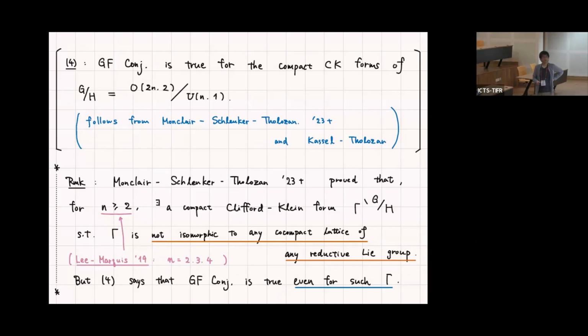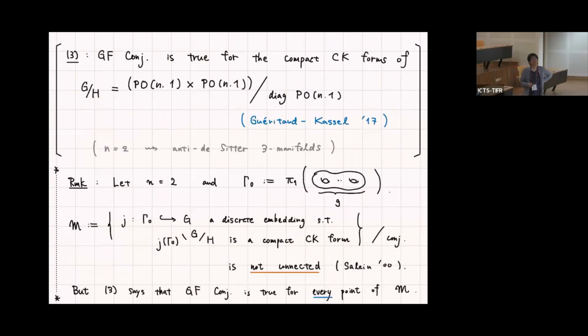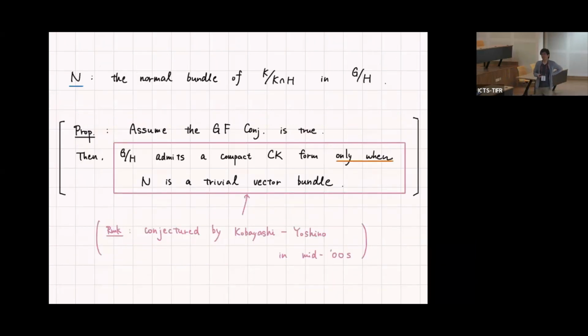And in fact, for n equals 2, 3, 4, this kind of example was earlier found by Lee and Maki by constructing some strange Coxeter group. But their method is more geometric. In any case, there are some very strange quotients, but this condition 4 says that the geometric fibration conjecture is true even for such very strange Gamma. But besides these examples, the geometric fibration conjecture is widely open.